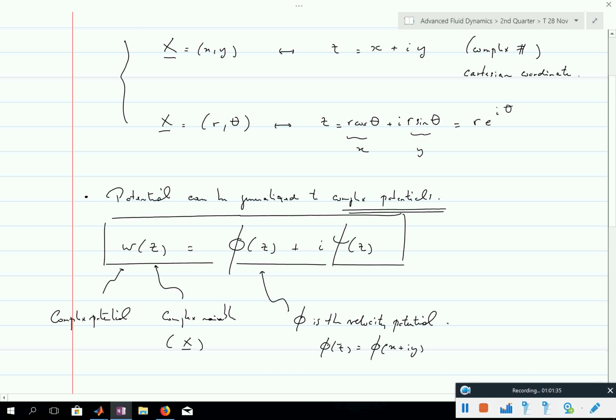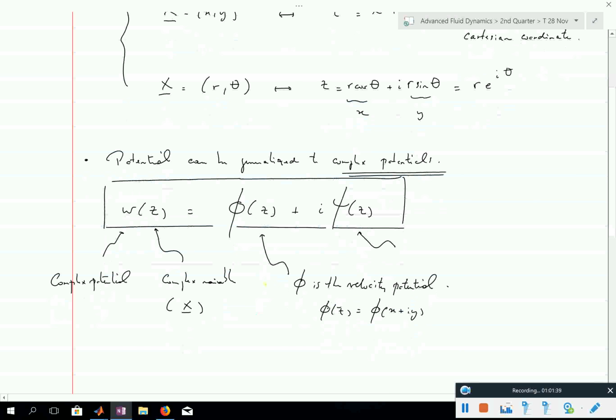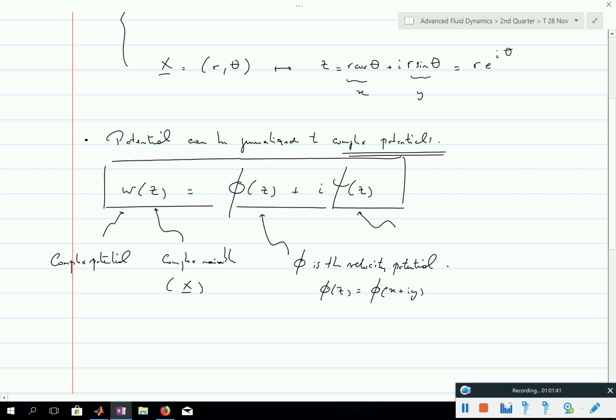Now don't ask me why, to be honest, I don't really care too much as to why. Mathematically, it so happens that the imaginary part is the stream function. That's why you call it psi. We already introduced the stream function. And if you wonder why, it's just mathematics. If you just write the formulas, it turns out that this is what it is.